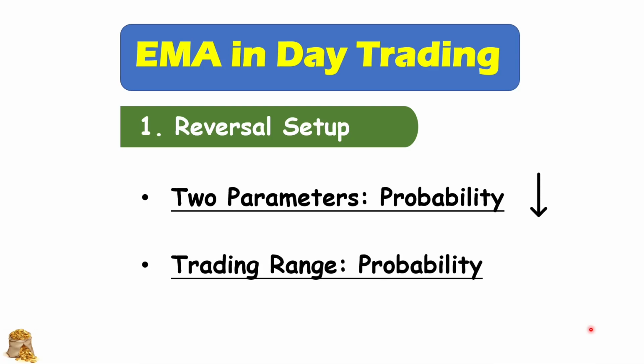Second, the market is not always trending, and most of the time it's in a trading range. And two moving averages crossing each other will reduce the probability of giving you a good indicator for trending. So that's why this reversal setup is not suggested for beginner day traders.